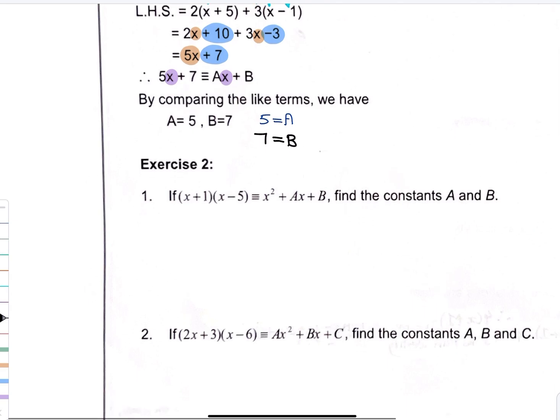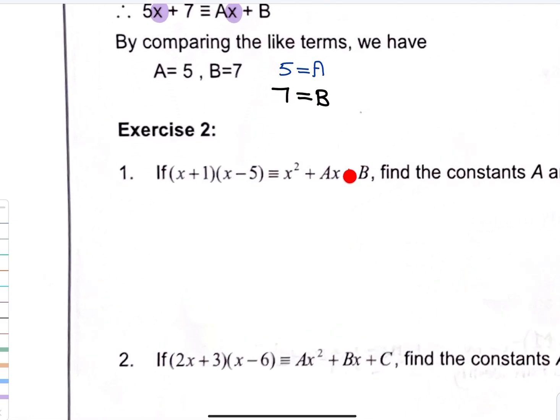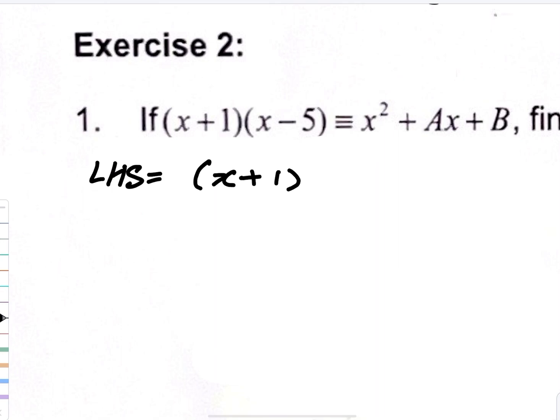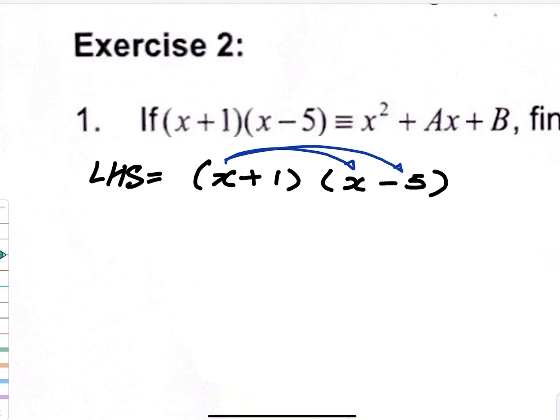So this one, first of all, the right hand side is already opened up, so you don't have to think about it. But the left hand side you do. So left hand side, first of all, what do you have? You have x plus 1 bracket x minus 5. You have to open up this one. So the first part goes here. It also goes here. And the second part as well. This goes here. It also goes here.